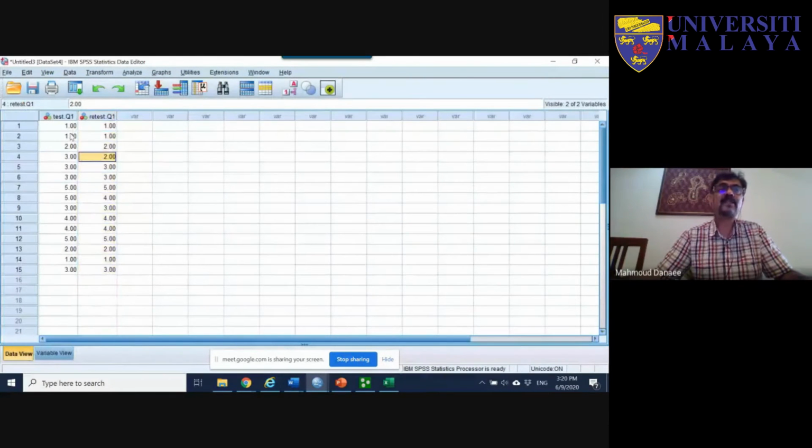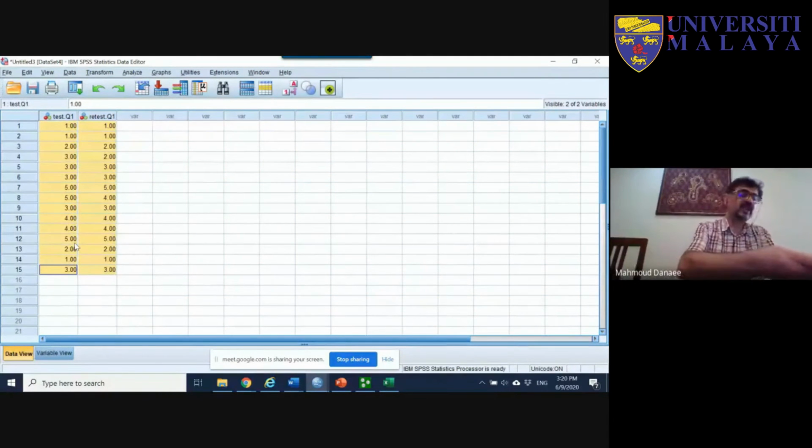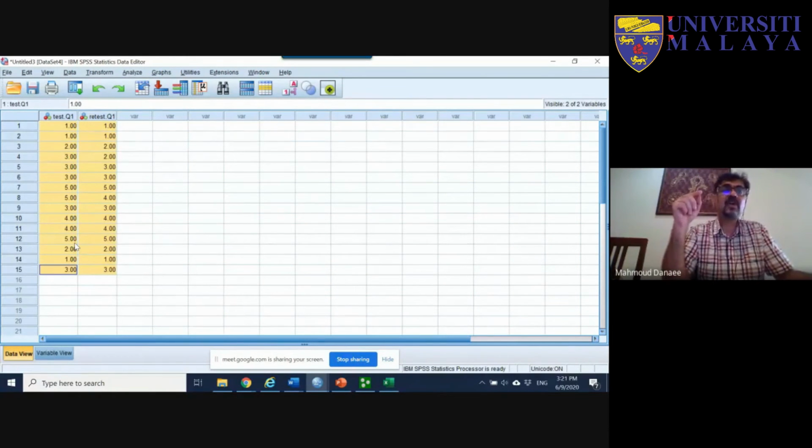Why? Because the subjects' feedback to the same questions did not change. They are consistent over time. Remember, when you do the test-retest, make sure that you use the same sample. For the test-retest, the sample must be the same. And the minimum gap in time between test and retest should be at least 1 week.